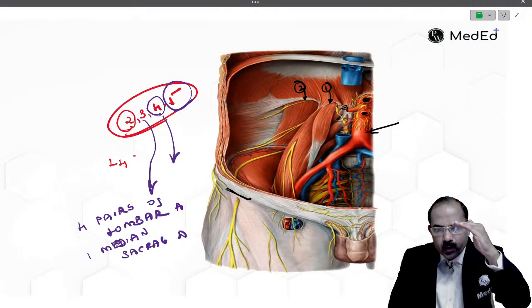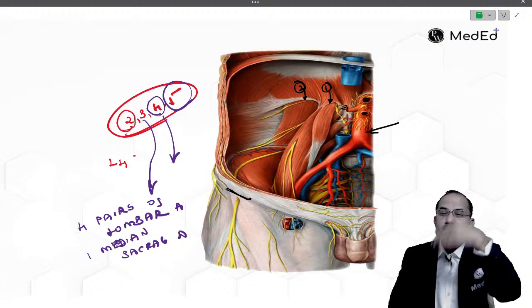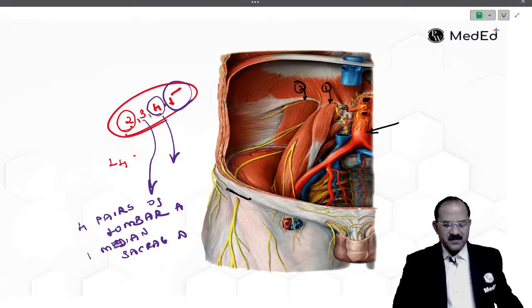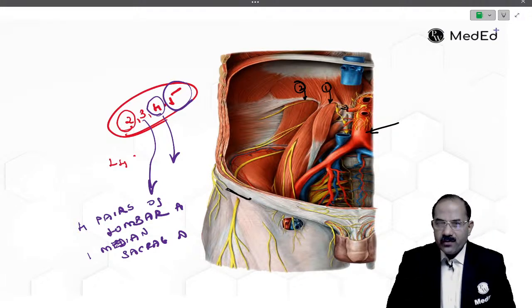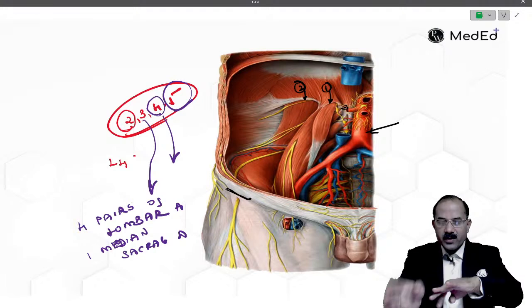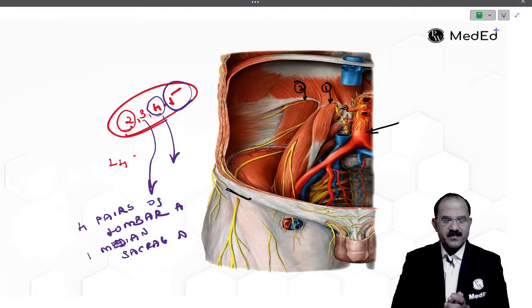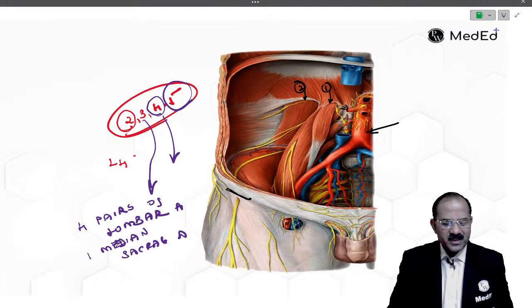Midgut begins from the lower half of the second part of duodenum to, yes, complete the sentence. Midgut begins from the lower half of the second part of duodenum to... answer. Come on, children, answer, also interactive.